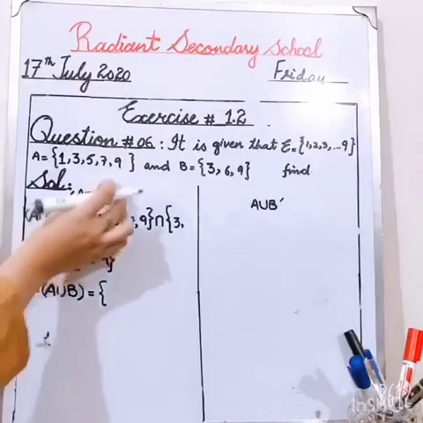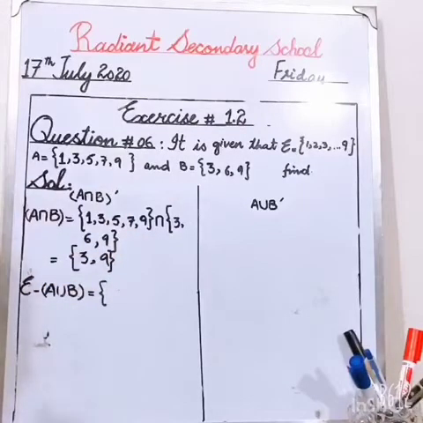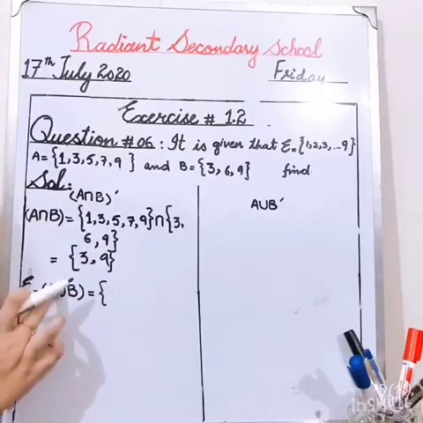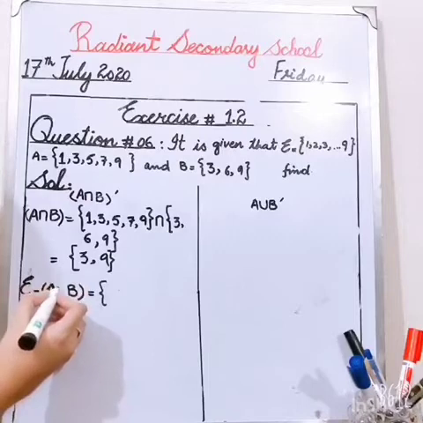Now A intersection B whole complement is to be done, and whole complement means E minus A intersection B.